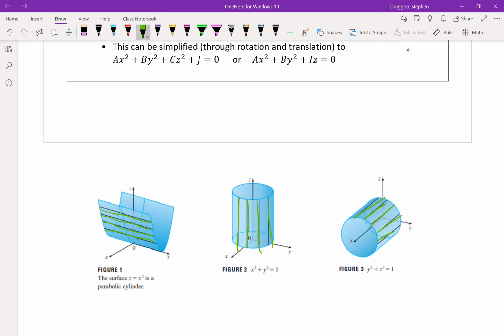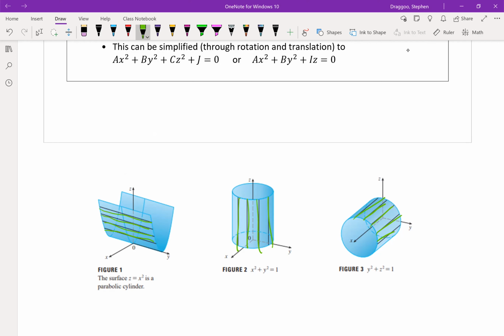And so that's when we say that the rulings are all straight lines that are parallel and pass through a curve, then that's what we're talking about. So notice that we don't want these rulings to go around the curved edge, because in order to have a cylinder, we cannot have curved rulings. So we have to be going in the straight direction.